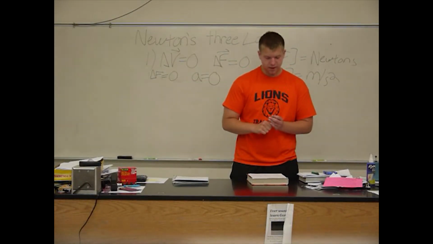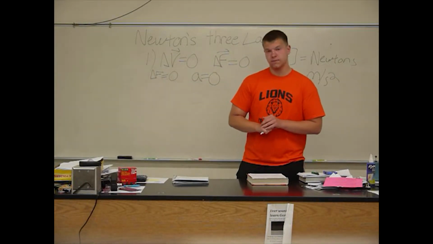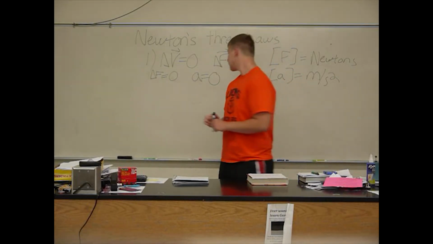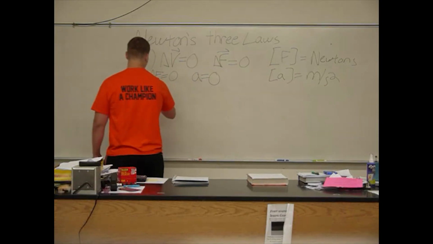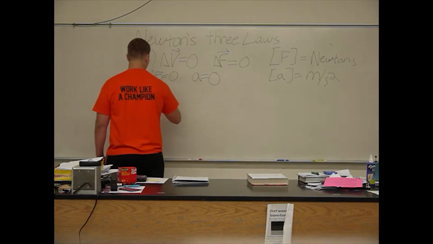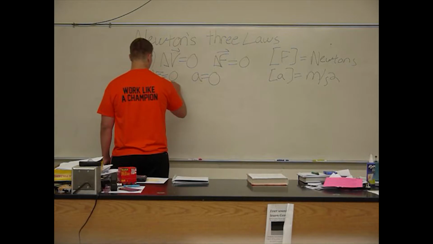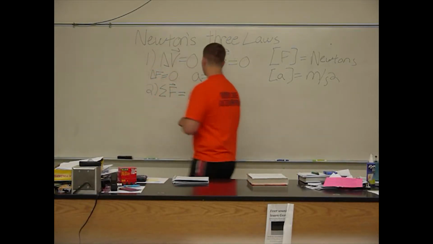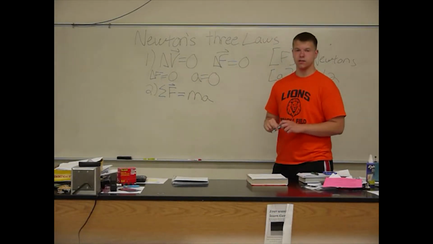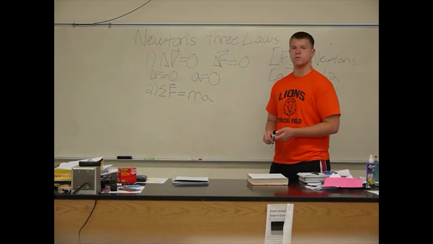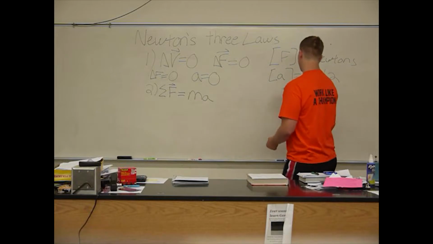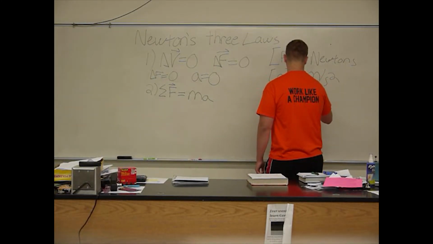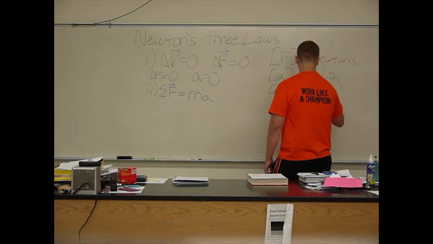All right. Newton's second law states that the sum of all forces on an axis equals ma. Ma stands for mass times acceleration. Mass is measured in kilograms. Acceleration, again, is in meters per second squared. So to find the terminal velocity, we can divide by v.